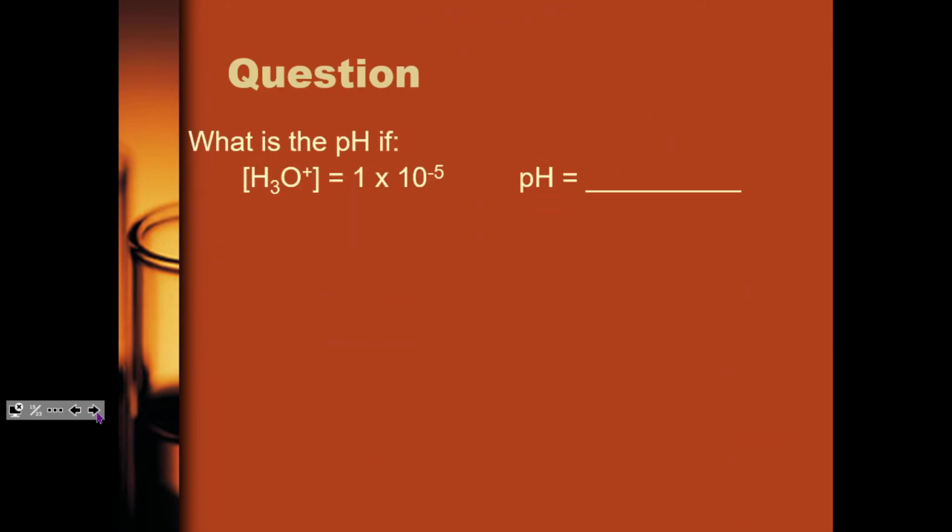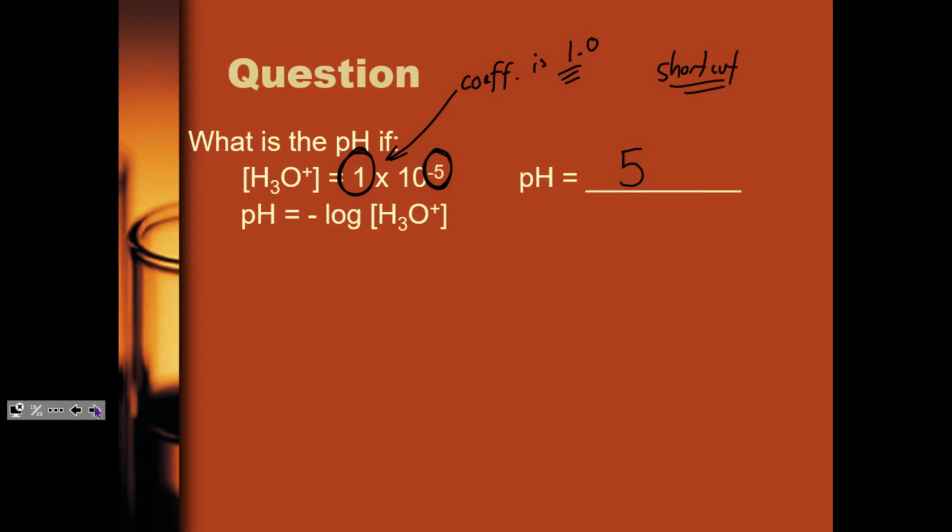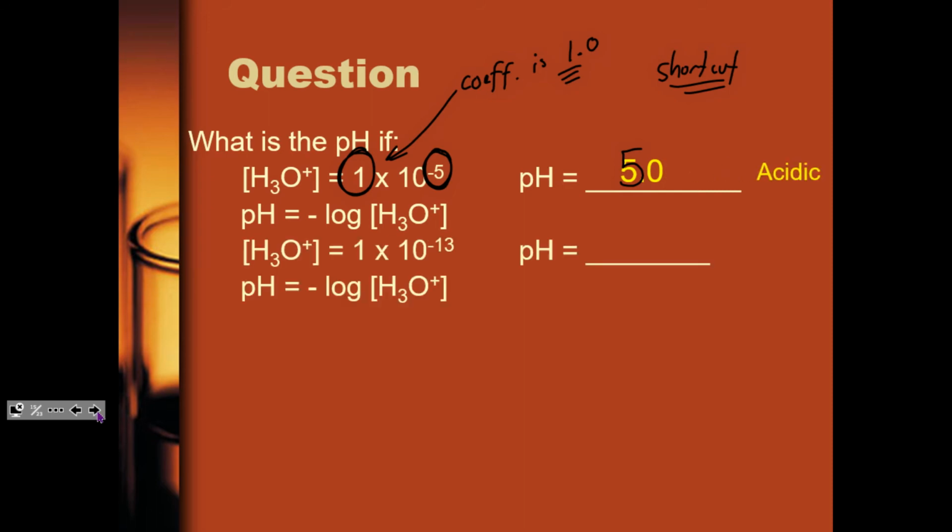So what is the pH if the H3O plus concentration is 1 times 10 to the -5th? Well, there's actually a shortcut. I'm going to show you that right here. If the coefficient is 1 or 1.0, we can actually just look at the exponent, take away the negative, and that is the pH value. So there is a shortcut here. But it does not work if the coefficient is not 1. So I think that's what they're going to show here.